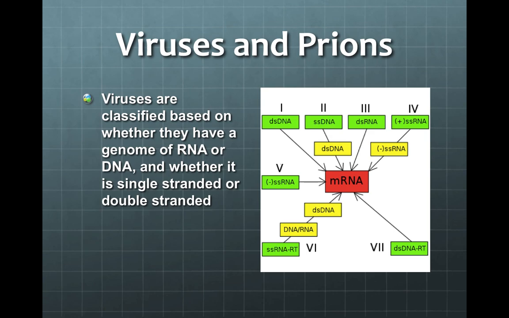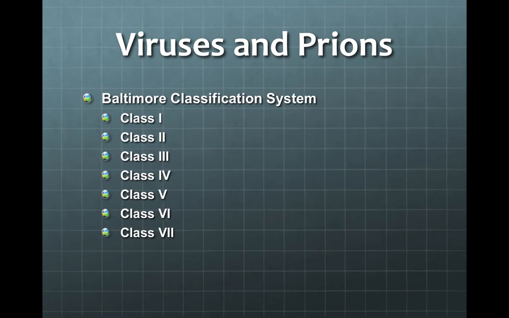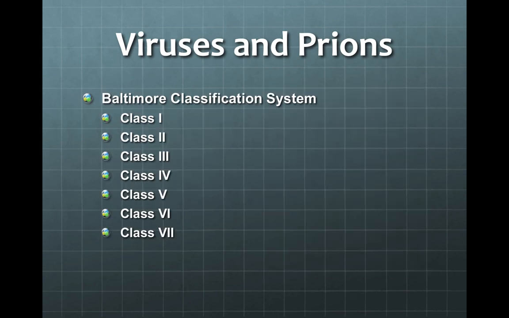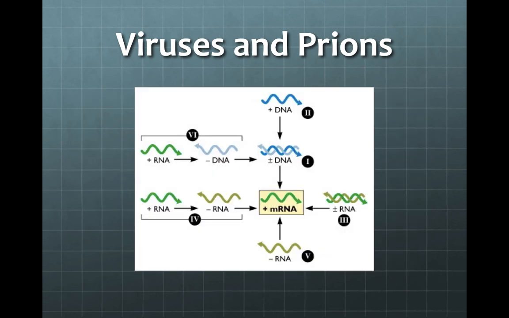This is the Baltimore classification system. Again, you don't have to memorize it. You just need to know that some viruses are based on RNA or DNA, and some are single-stranded and some are double-stranded. Okay, and it's called the Baltimore classification system.